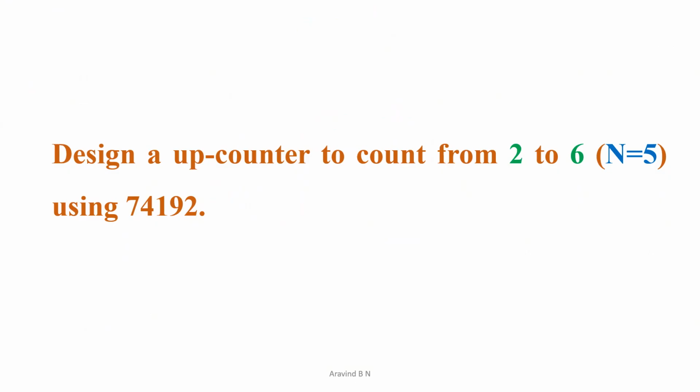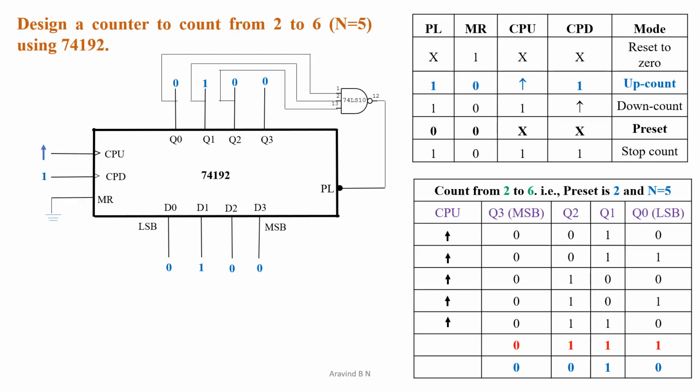Let us get into one more design. Design an up counter to count from 2 to 6, that is, the n value will be equal to 5, using 74192. Now the procedure remains as it is. So we are going to have this truth table. It has to come from 2 to 6, so this is the value 2, and up to 6 it has to count.